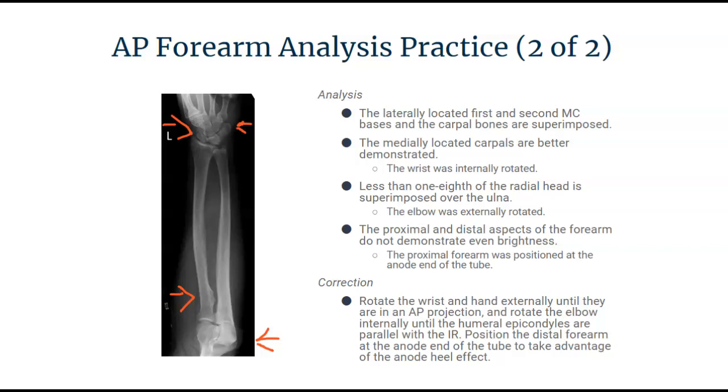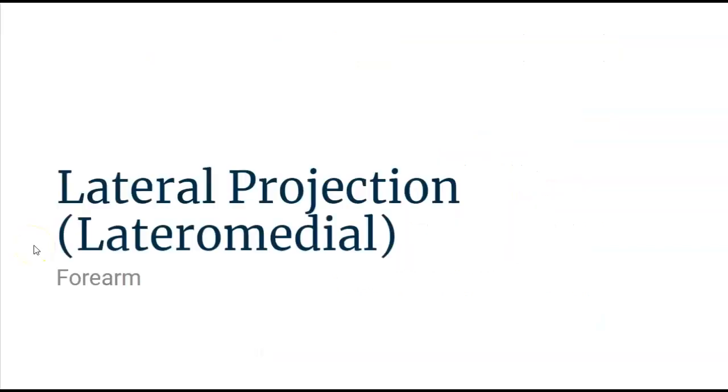So in order to correct this, we want to rotate the hand and wrist externally until they are in a true AP projection. You also want to rotate that elbow internally until the humeral epicondyles are parallel with the IR. Let's move on to the lateral forearm projection.